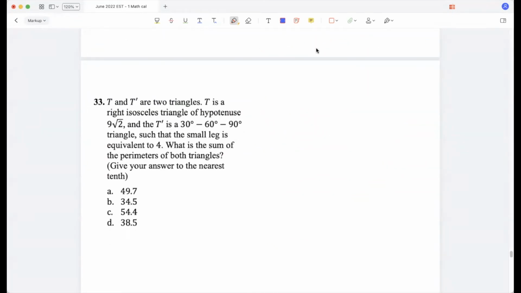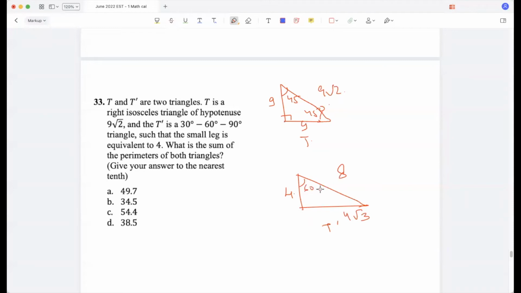T and T dash are two triangles. T is a right isosceles triangle of hypotenuse 9 root 2. So these two sides will be 9 because these angles are 45 degrees. And T dash is a 30, 60, 90 triangle. So the small leg is 4. So this will be 8 and this will be 4 root 3, where this is 60 and this is 30.